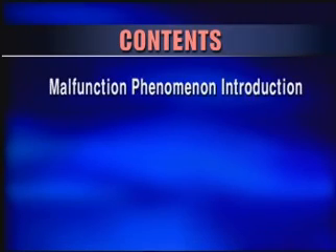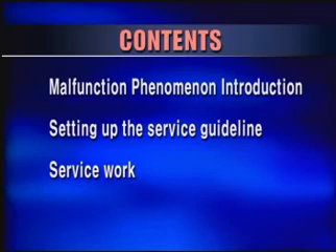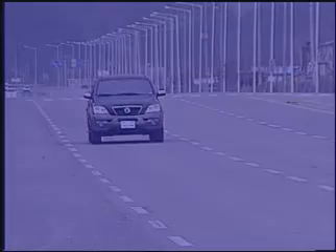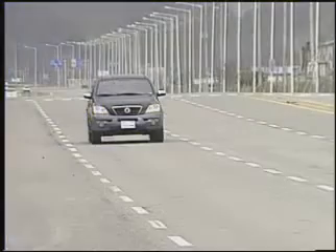This videotape contains an introduction for the malfunction phenomenon, a setup of the service guideline, a service work, and a final test. Malfunction phenomena introduction. The related vehicle model is the Sorento 2.5 diesel, with regards to a typical malfunction occurring at roughly 55,000 kilometers. Now, let's see the malfunction phenomenon on the screen.